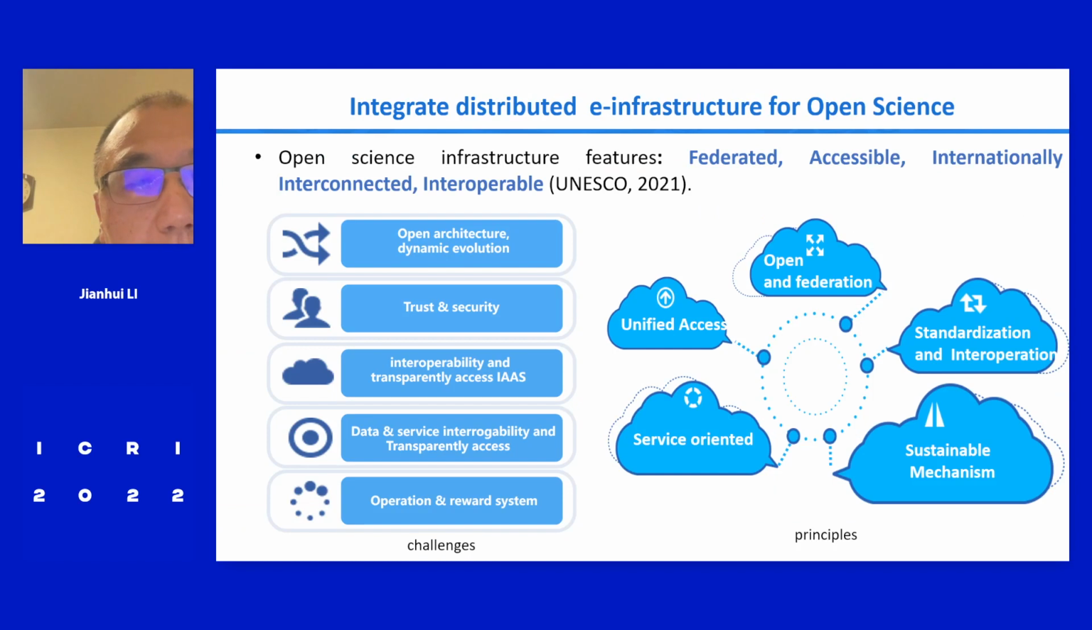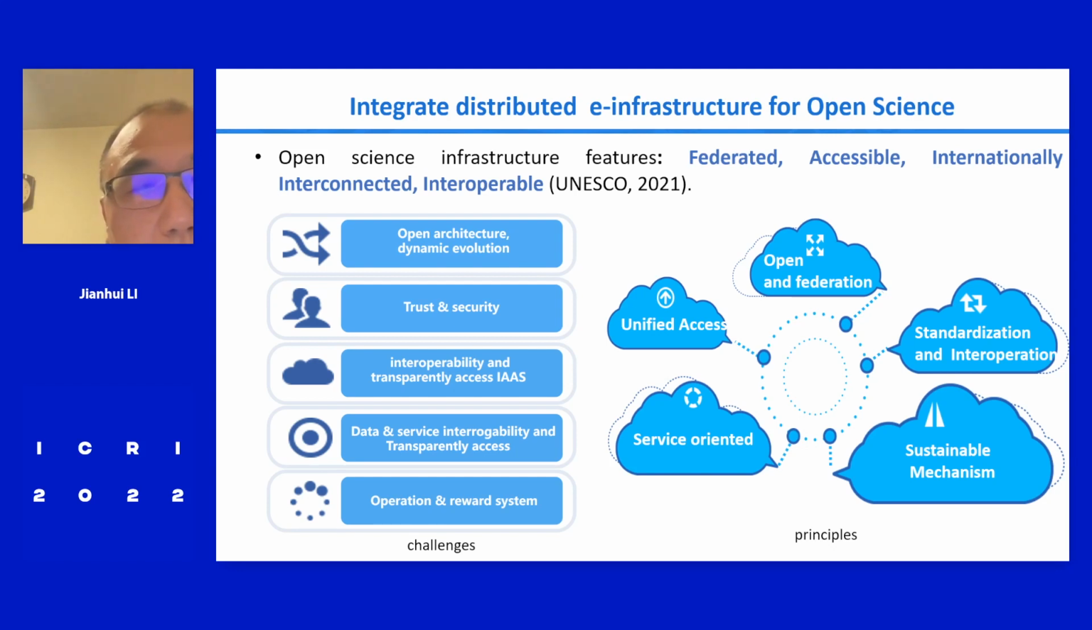About five years ago, we wished to make an integrated distributed infrastructure for open science. It is just as UNESCO's recommendation says: open science infrastructure should be federated, accessible, internationally interconnected, and interoperable. To build this infrastructure, we face a lot of challenges. For example, how to define an open architecture, how to make a trust and security infrastructure, and how to make interoperability between the infrastructures and even the data, etc.